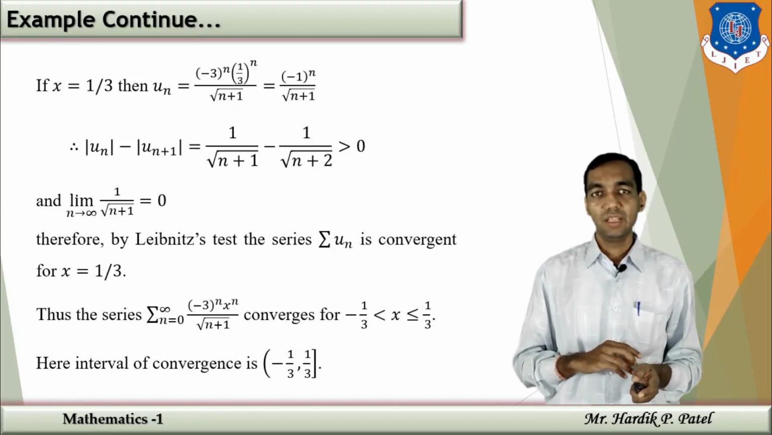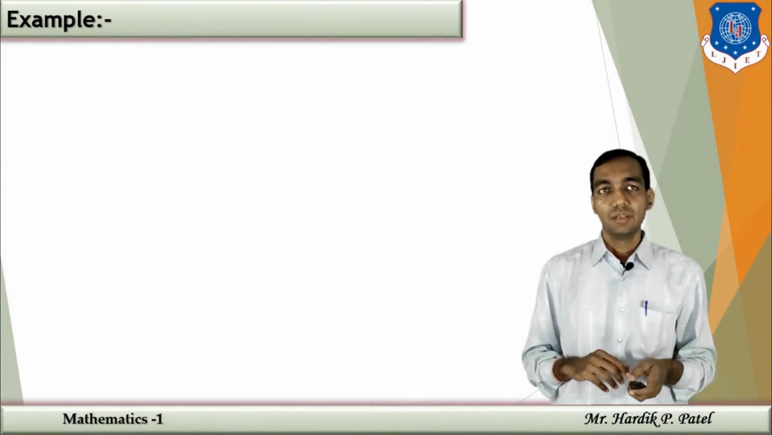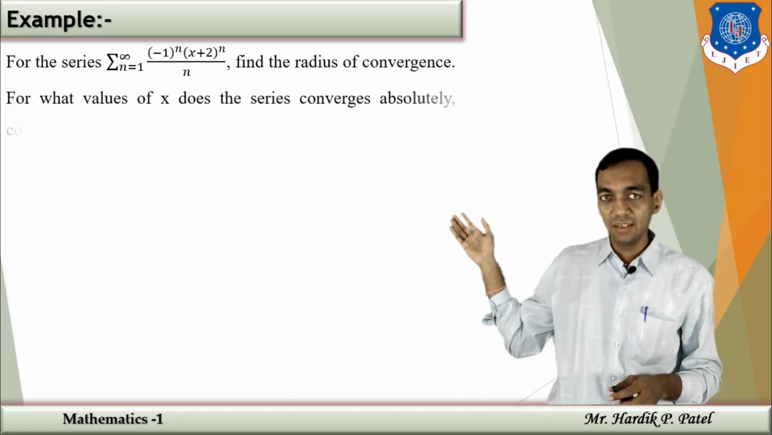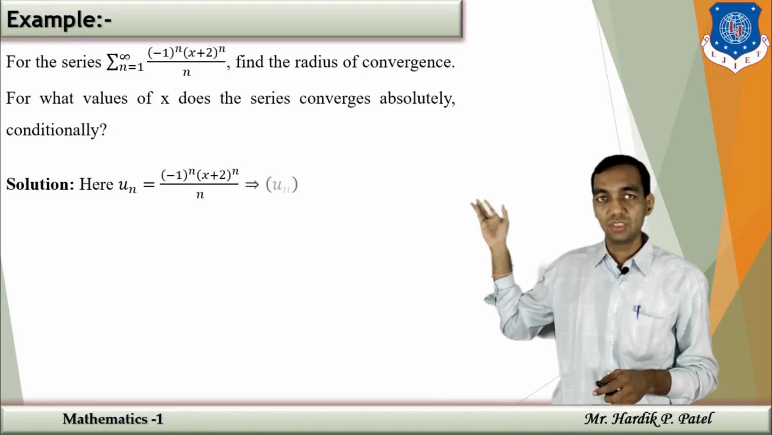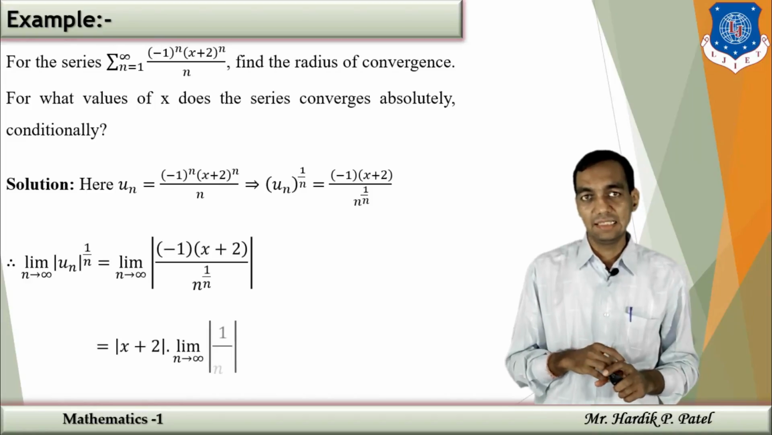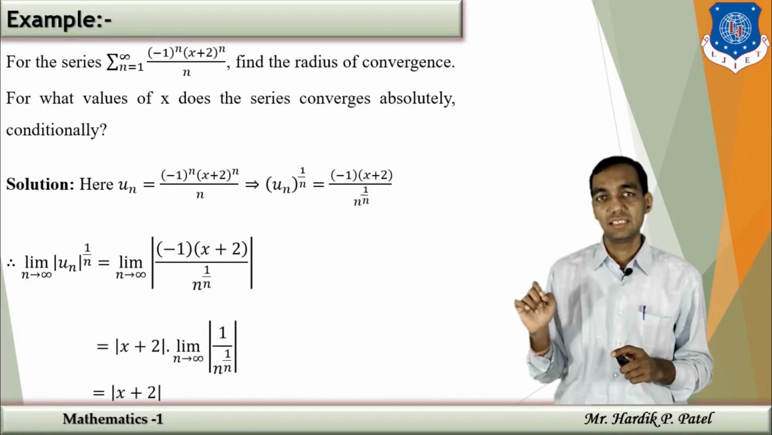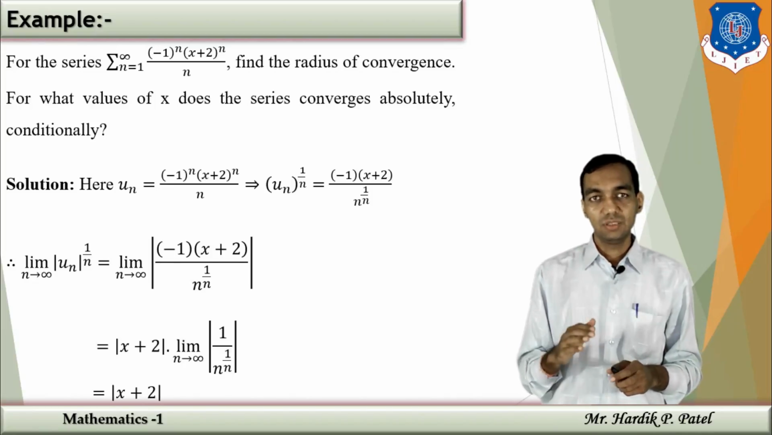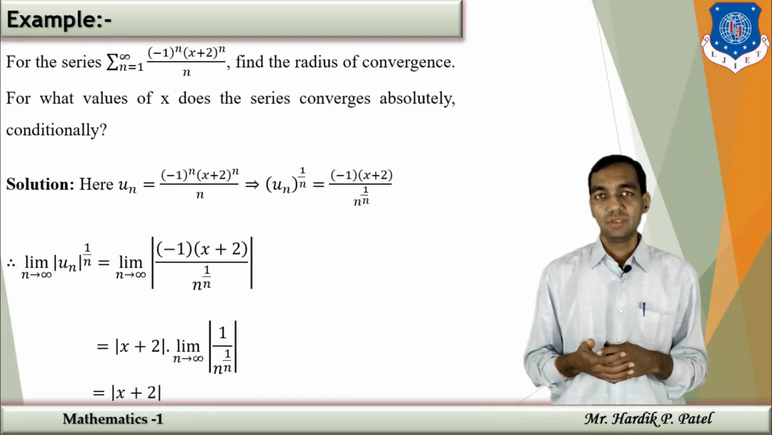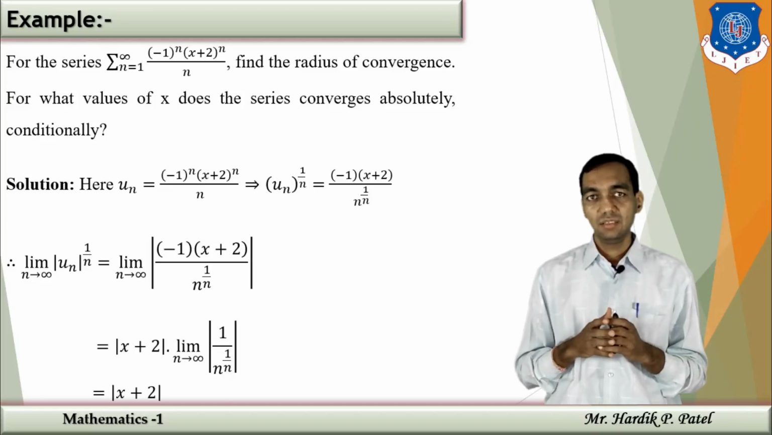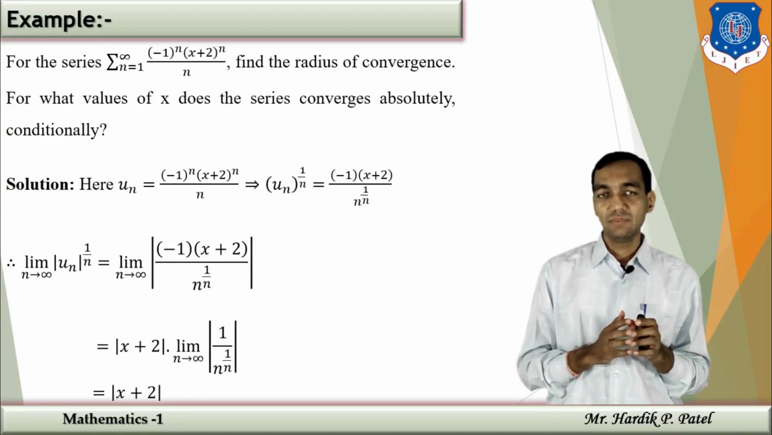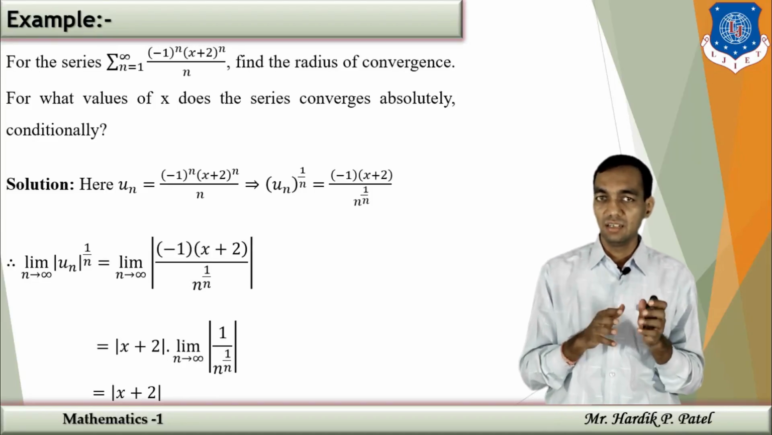In the same manner, we are going to check out one more example. Now for the series sigma n running from 1 to infinity, minus 1 raised to n into x plus 2 raised to n divided by n, find the radius of convergence, and for what values of x does the series converge absolutely and conditionally. Now see, here it is asked absolute and conditional convergence. And as we are already aware, wherever the mod series is convergent, your series is said to be absolutely convergent. And if the original series is convergent but the mod series is divergent, then it is conditionally convergent.